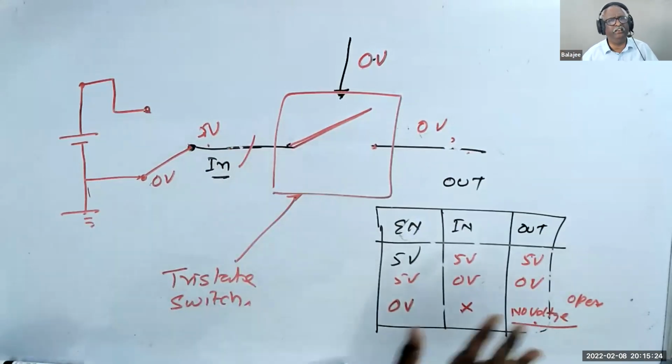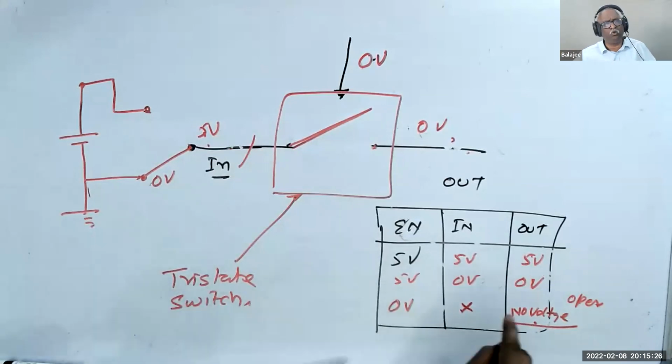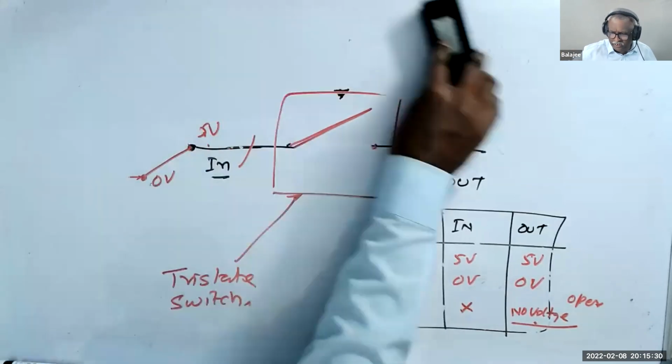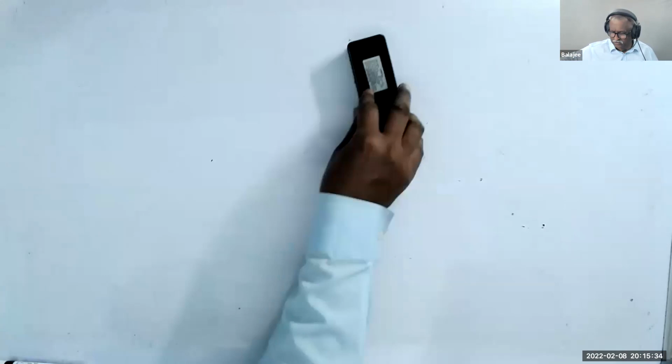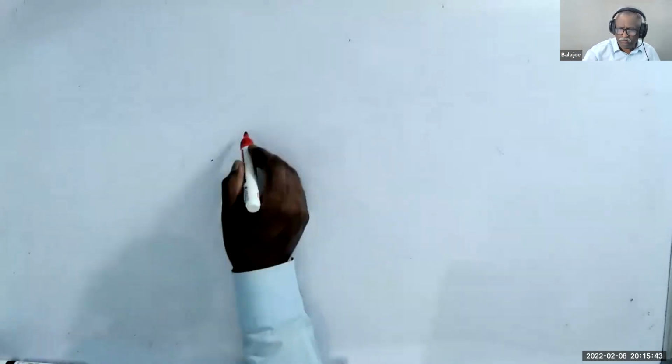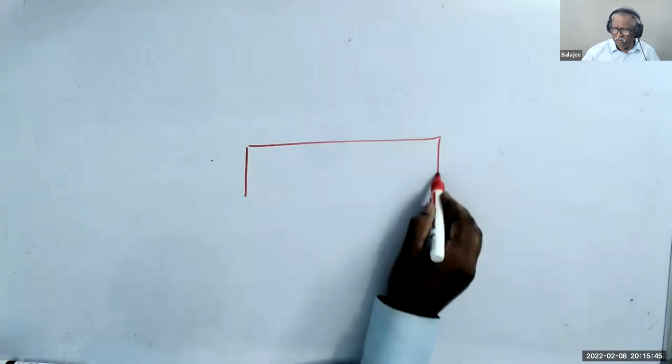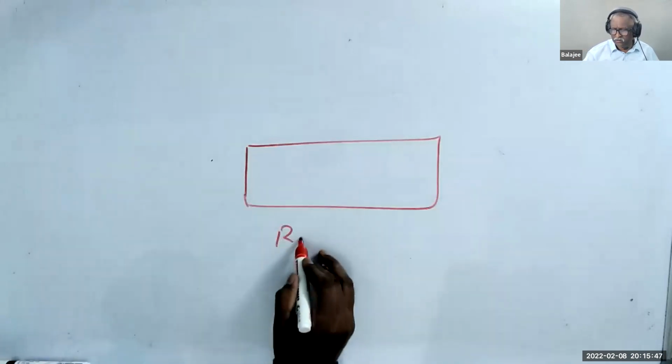What is the use here? You may ask me a question, what is the use of tri-state? Now I'll give you the idea. Then you'll be very surprised. Take a railway station. Take a railway station.